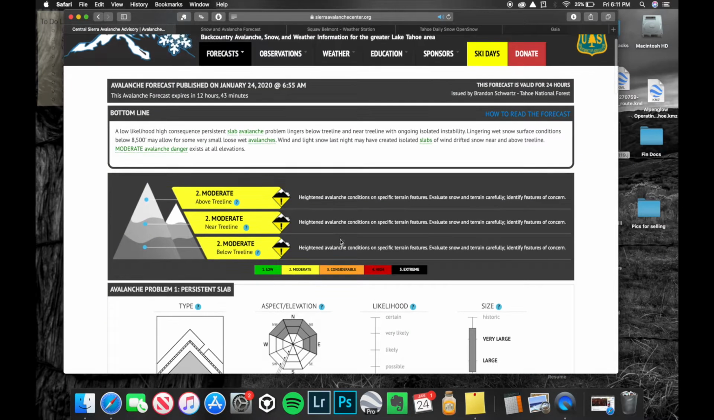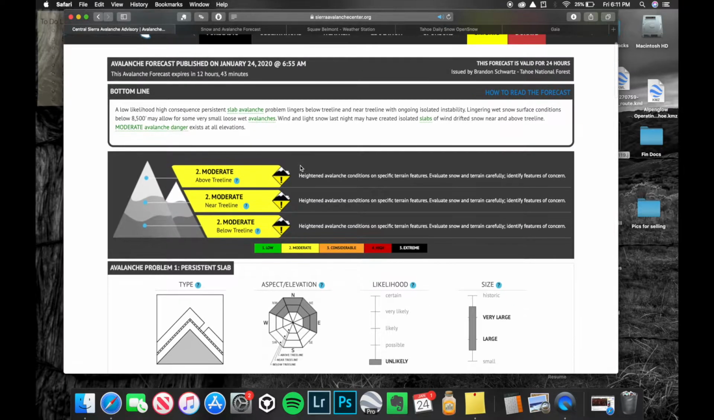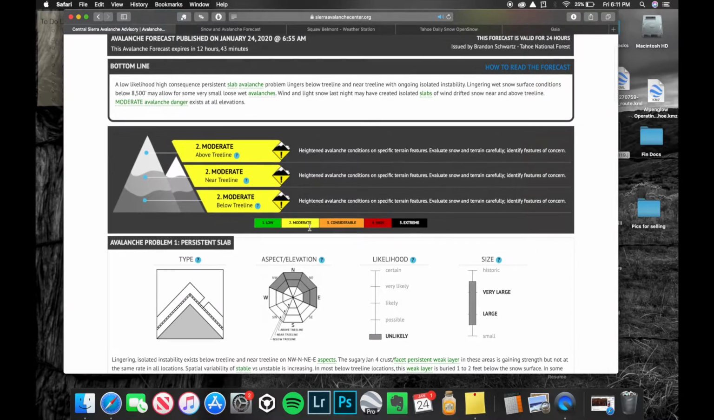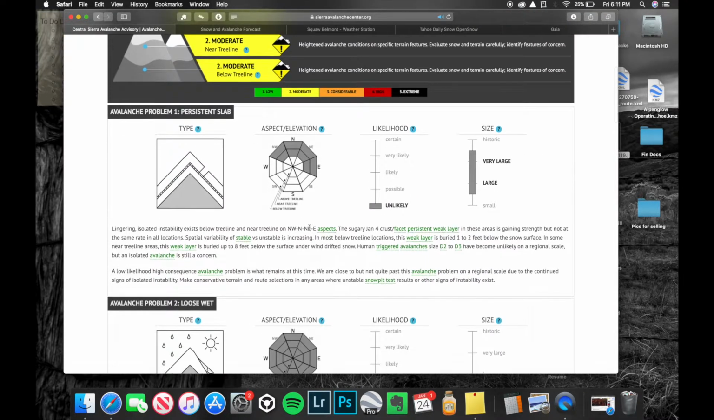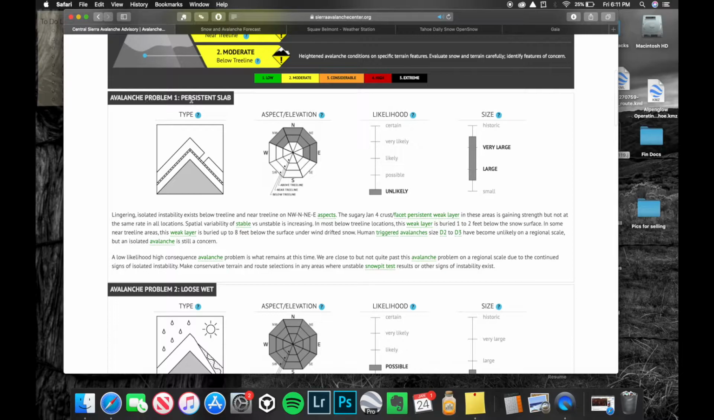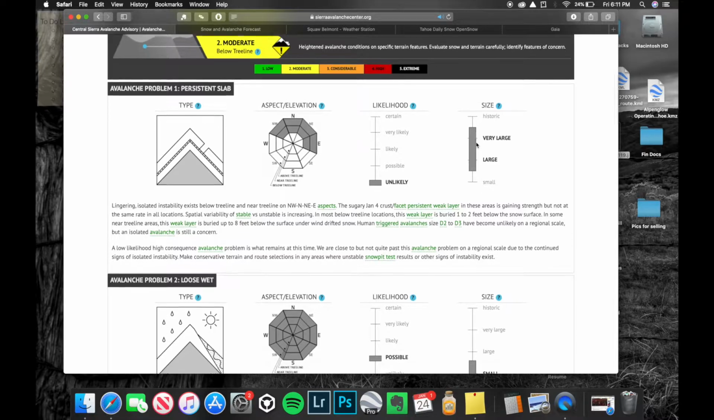bubble. First thing, just read the bottom line, gives you a bunch of good information, and then look at your hazard rating at the different elevation bands. And then from there, you go down and look at the breakdown of the avalanche problem types for the day. So this one's persistent slab, looking at the aspects and elevations, the likelihood, and also the size, what you expect to see out there.